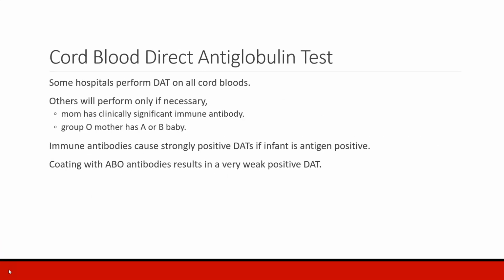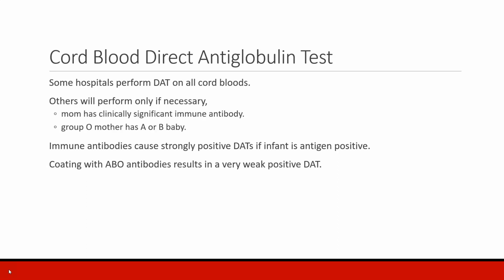Some hospitals perform DATs on all cord bloods. Others will perform only if necessary. And the 2 situations are if the mom has a clinically significant immune antibody or if a Group O mother has an A or B baby. Immune antibodies can cause strongly positive DATs if the infant is antigen positive. Again, during that 9-month incubation in the mom, these antibodies have plenty of time to coat those antigens to which they are directed. Coating with ABO antibodies results in a very weak positive DAT.